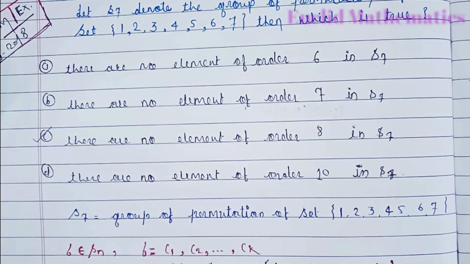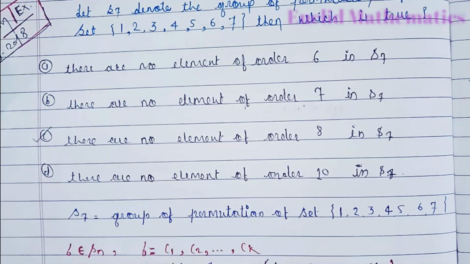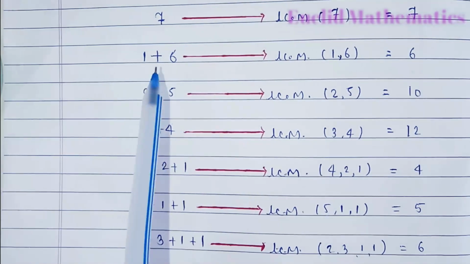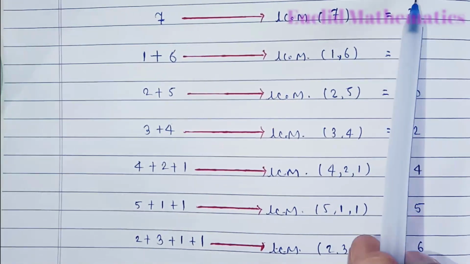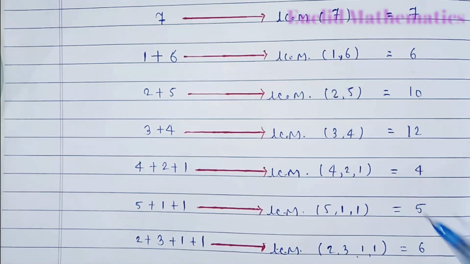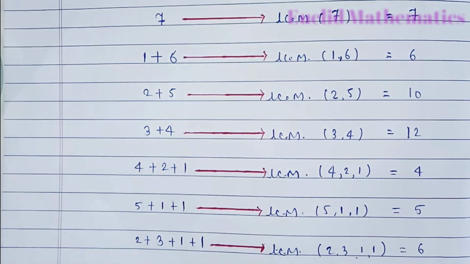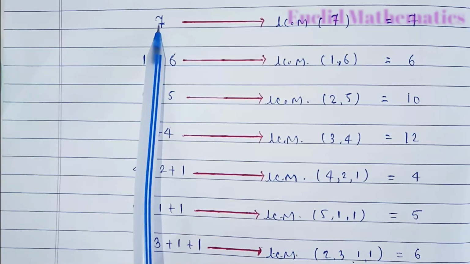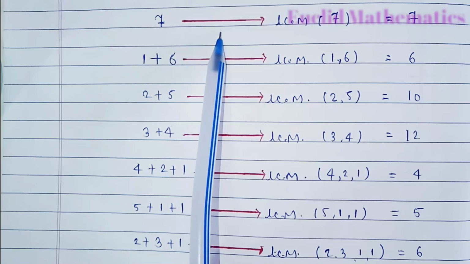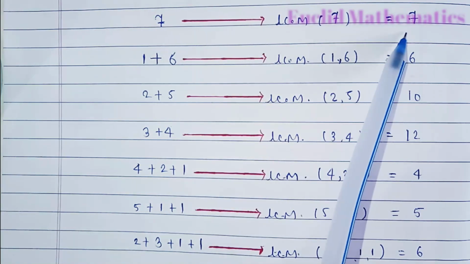Now let's move to the LCM of our elements. As per our question, I selected some certain elements, and their LCM is given here. I solved their LCM as per our question because we need this in our options. First I selected 7. LCM of 7 remains 7. That means in our permutation group, we have an element whose order is 7.